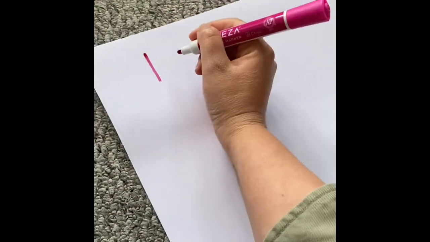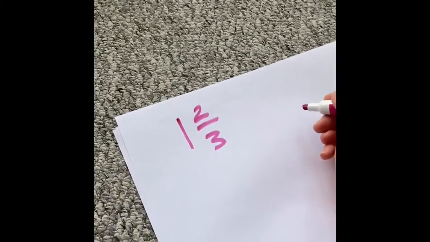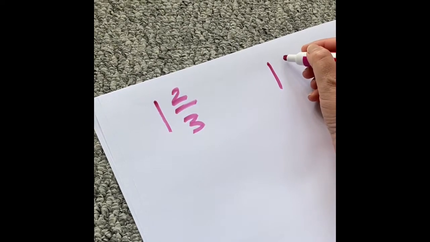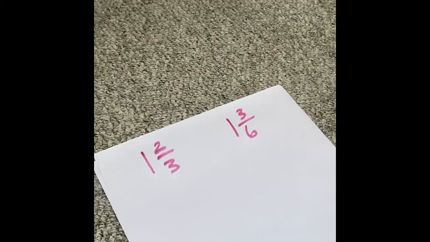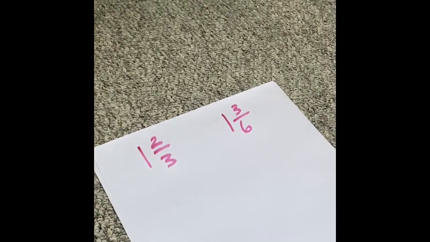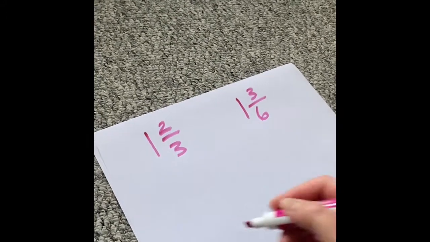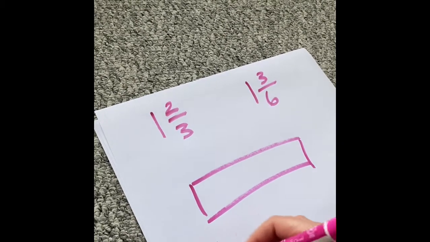So I'm going to say I've got 1 and 2/3, and I want to see whether it is bigger or smaller than 1 and 3/6. Now you might be able to think instantly, you know what that is, and that's brilliant. And you may think, oh, I think I'm okay with that, but I just want to make doubly sure. So let's give it a go.